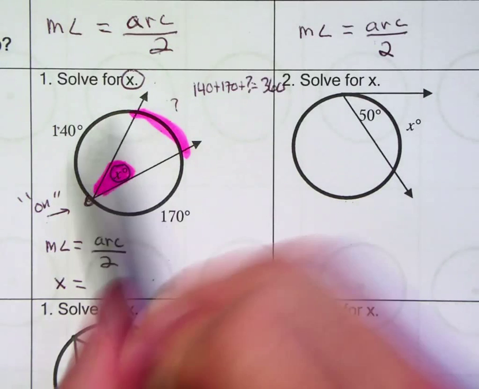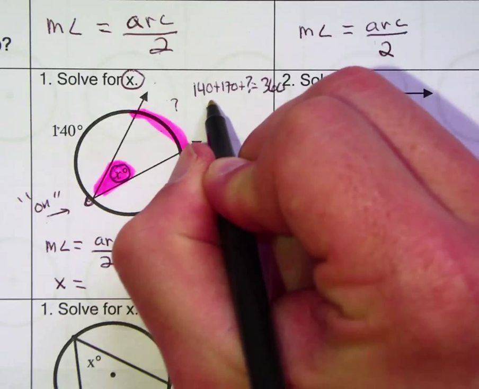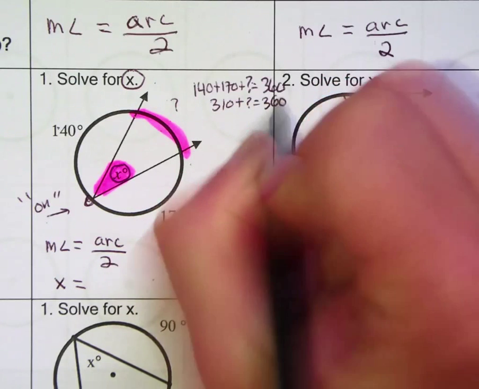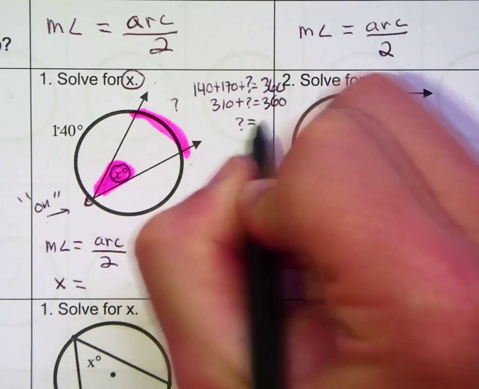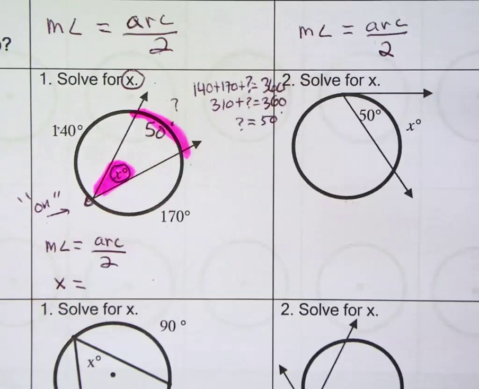That I just have to realize. This plus this plus this is 360. So if you combine like terms here, I think you get 310 plus the question mark is 360. And if I take 310 from both sides, the missing arc measure is 50. So this becomes 50 degrees.